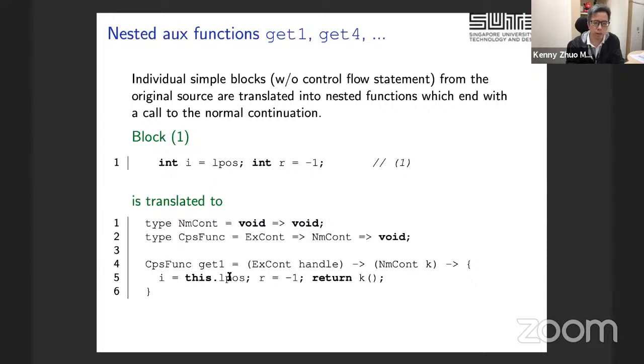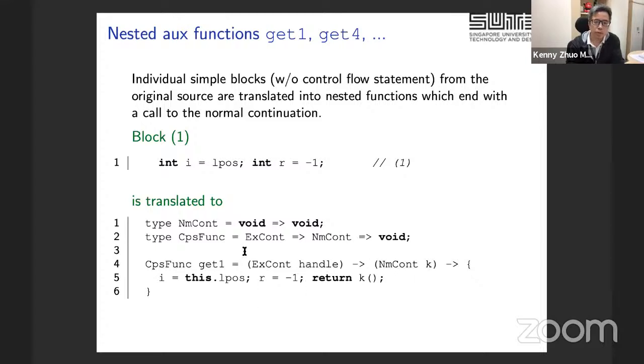This will be translated into a continuation function called get1, which has the first argument handle, and the second one is k. Over here I give the type annotation to the formal arguments, but they can be omitted. So the function get1 is actually the translation result of this block, and it has type CPS fun. What CPS fun actually is, is a function that takes in an exception continuation and another normal continuation, where the normal continuation basically takes a void and returns void, and finally returns void. Just to make sure it type checks, this is the handle, and this is the k.